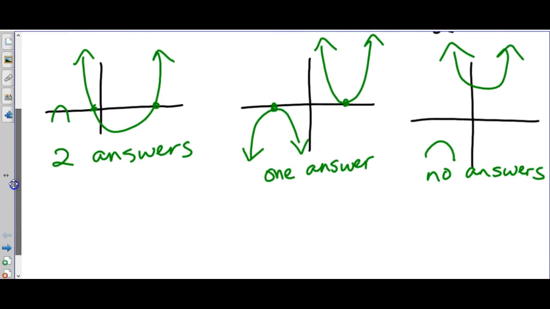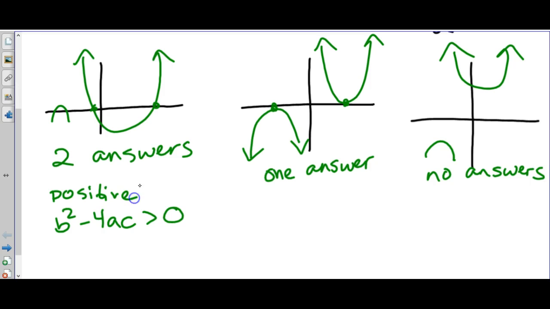Sometimes they write it a little bit differently and they take the actual discriminant formula, b squared minus 4ac. For 2 answers, that discriminant ends up being positive. It's bigger than 0. So a positive discriminant means our 2 answers. Sometimes they'll write it just as the formula b squared minus 4ac, maybe they'll say b squared minus 4ac equals 7. 7 is greater than 0, therefore you have 2 answers.